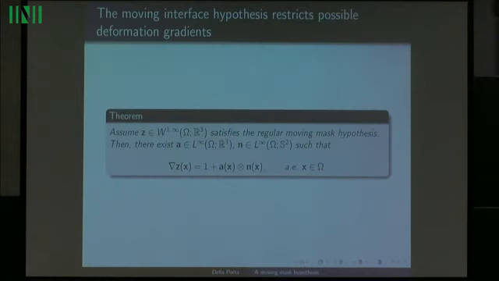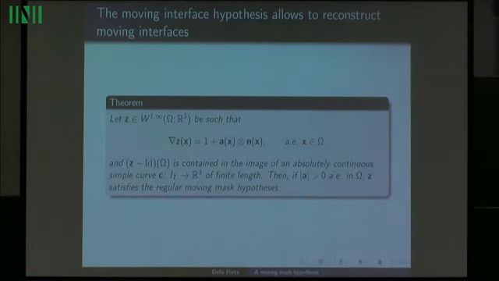Okay, and what we can prove again is that if we assume that a map Z satisfies the regular moving mask approximation, then there exist two bounded measurable vector fields such that the gradient of Z is equal to identity plus A tensor n, which is again a strong constraint on the possible microstructures that we can observe. The fact that it is a strong constraint, I will talk about a bit later.